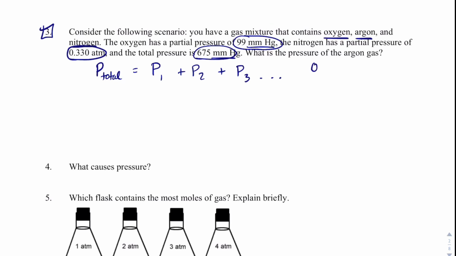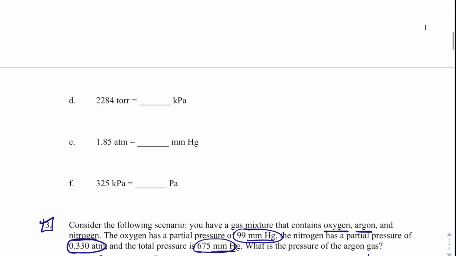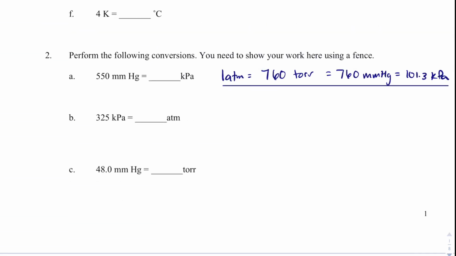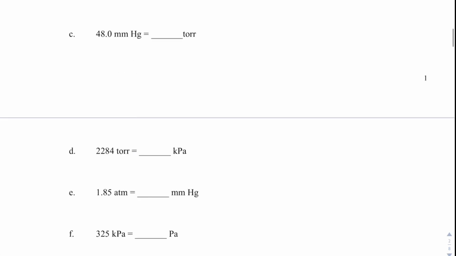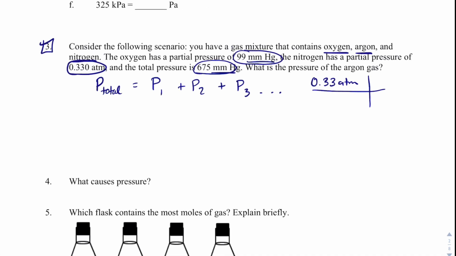So what I'm going to do is take 0.33 atm, and I'm going to use my conversion from up here, atmospheres to millimeters of mercury, using our dimensional analysis fence method. I'm going to take atm down here, millimeters of mercury up here, and 1 atmosphere is 760 millimeters of mercury. So I'm going to multiply those two, and I get 250.8 exactly.